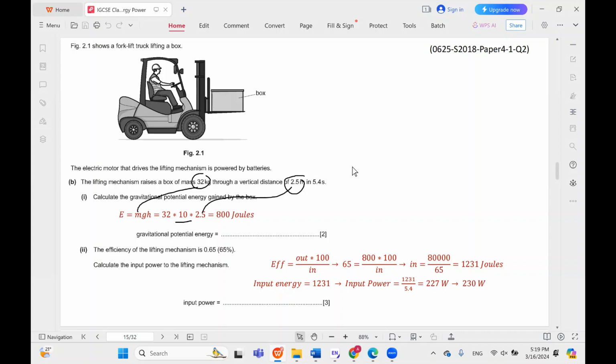Calculate the input power to the lifting mechanism. So you should know that efficiency is out over in. You can do out over in times 100 if you're going to use percentage. So that's what we did here, out over in times 100, and this is equal to 65.